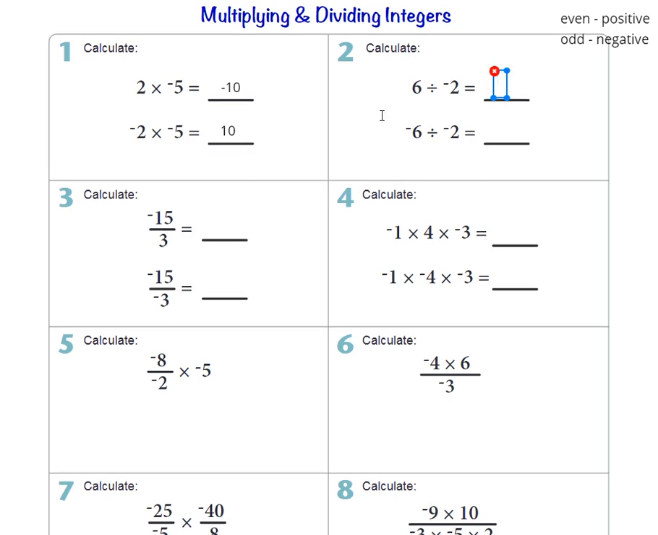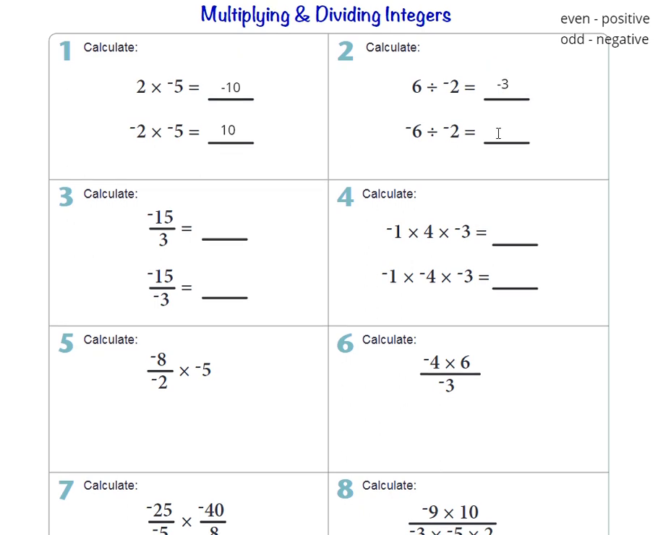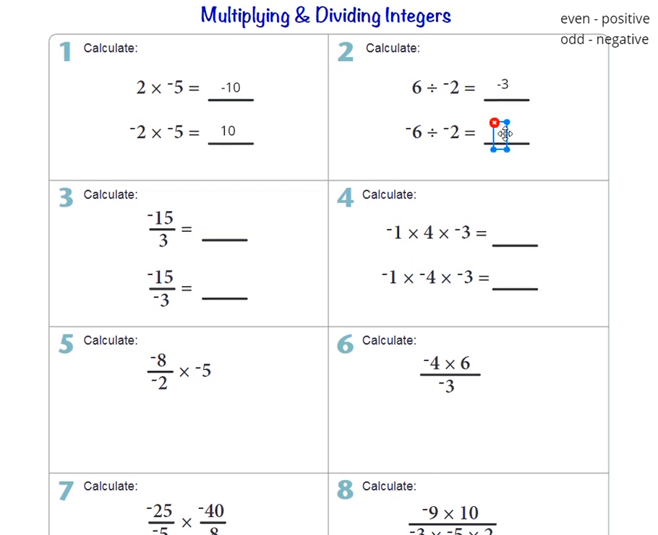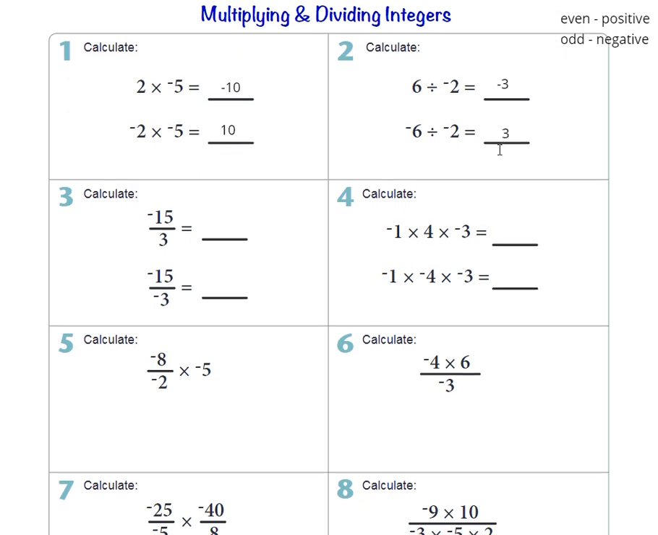For number 2, I've got division here. 6 divided by 2 is 3. And I have one negative, that's an odd number, so that makes my answer negative. And again, 6 divided by 2 is 3. I've got 2 negatives, that's an even number, so my answer is positive.